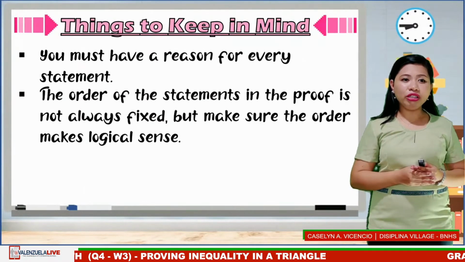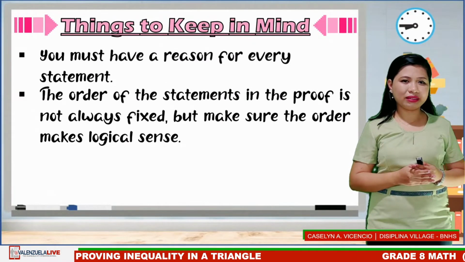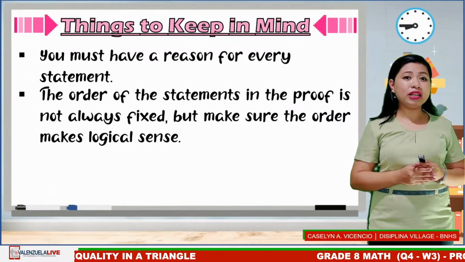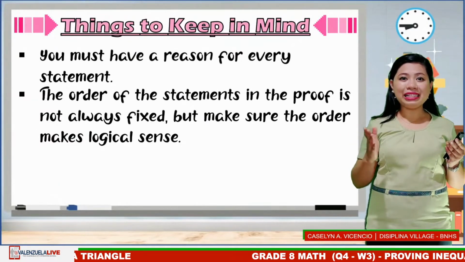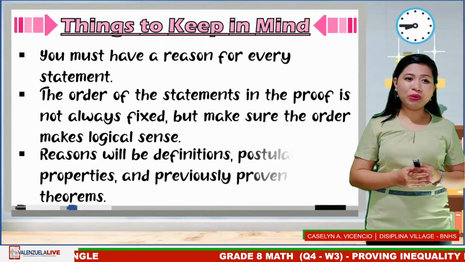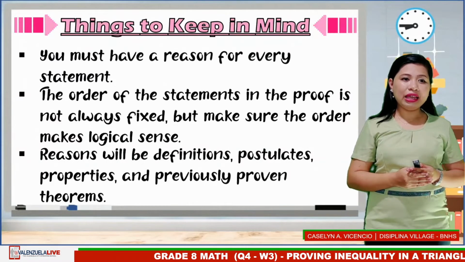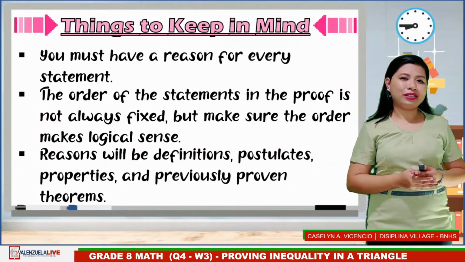Sixth, the order of the statements in the proof is not always fixed, but make sure the order makes logical sense. Lastly, reasons will be definitions, postulates, properties, and previously proven theorems.